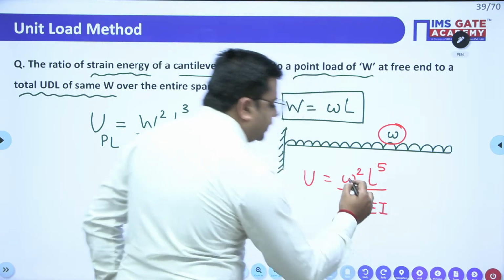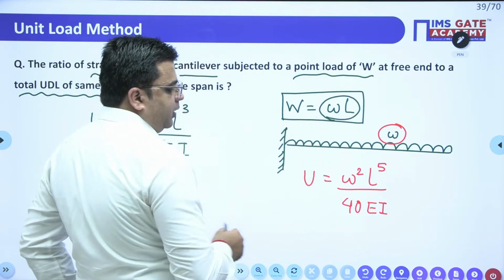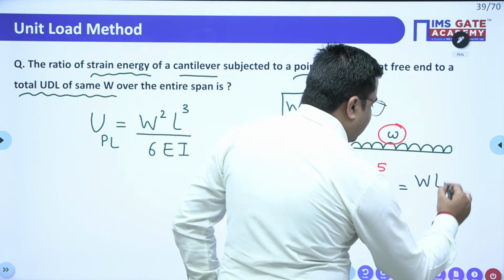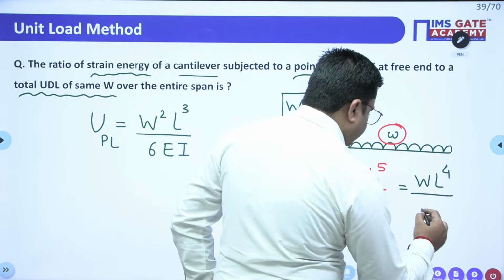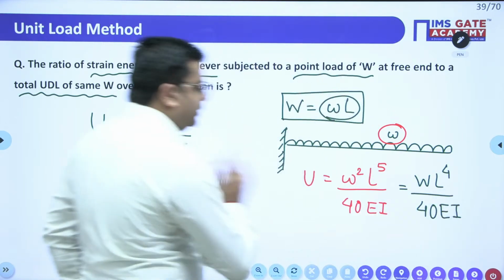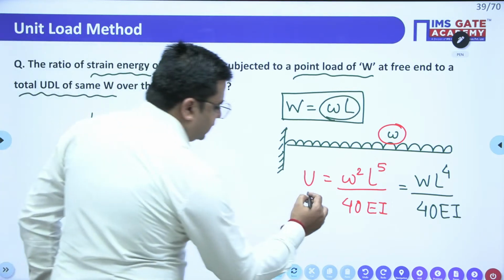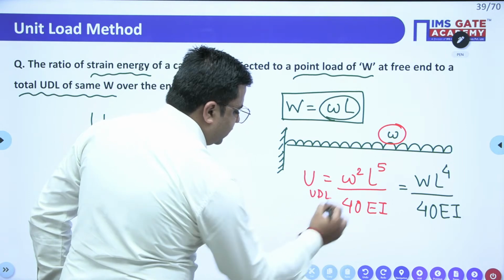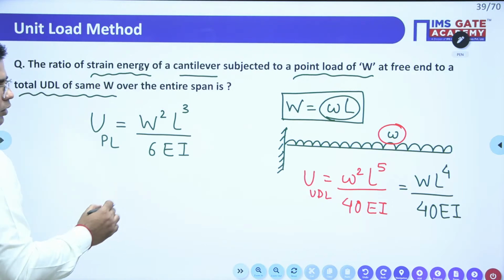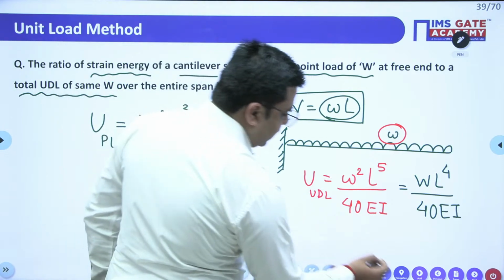But this is our small w. So the small w into L will be equal to capital W. So just replace this. You will have this W square L raised to power 4 upon 40 EI. Take the ratio of these two strain energies to get your final answer. This is the strain energy due to UDL. So when you take the ratio of the strain energy, this is W square L cube.